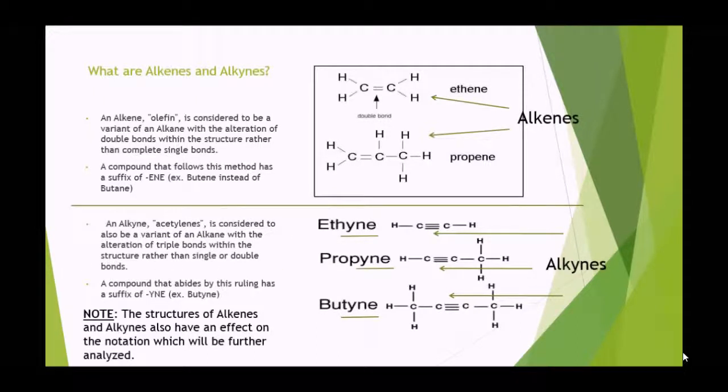Now let's look at alkynes. Alkynes, or acetylenes, are considered to be a variant of alkanes with triple bonds instead of single bonds. A compound that abides by this rule has the suffix "yne." Butyne would be an example, instead of butane or butene. A note for this would be that the structures of alkenes and alkynes also have an effect on notation, which can be further analyzed.